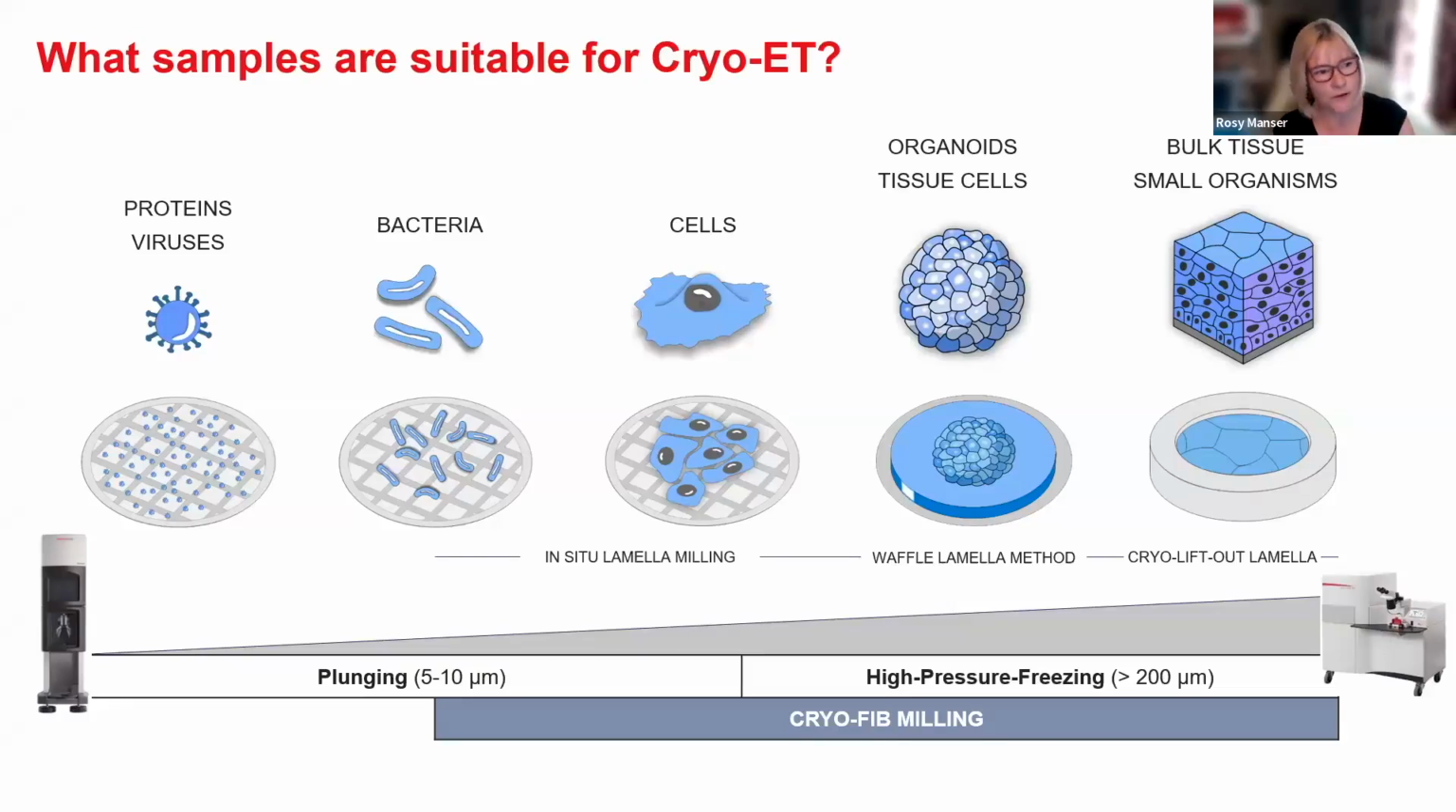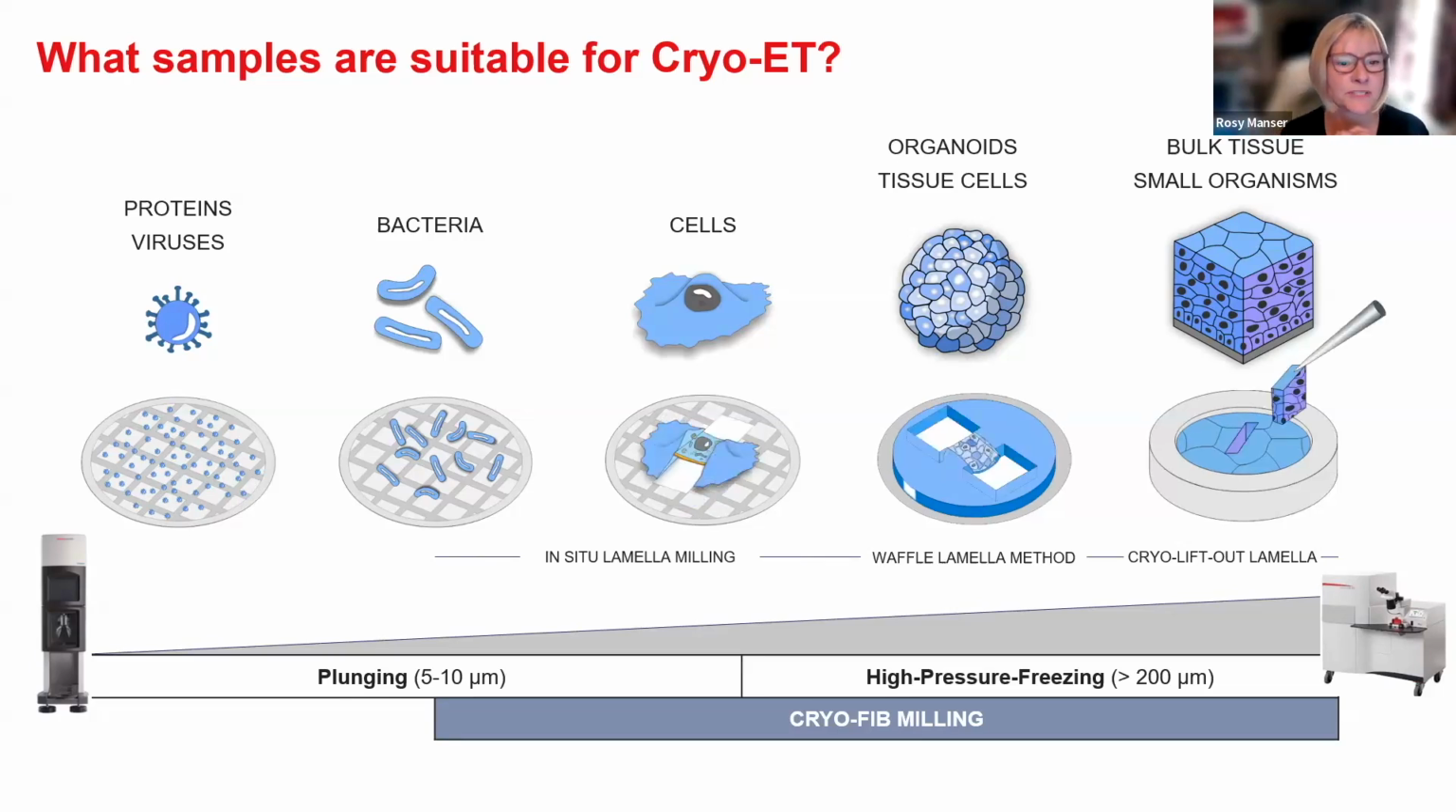So when tomography first came about, being able to even image proteins, viruses, and the really thin parts of cells was incredibly exciting. But what we're seeing now is that a lot of the work is moving to the right-hand side of this graphic, where we want to be able to capture what's happening from a 3D specimen point of view. So in these organoids, in these bulk tissues. And this requires slightly different technology.